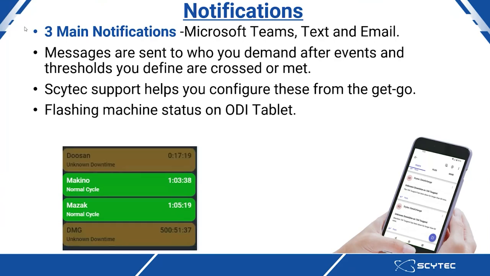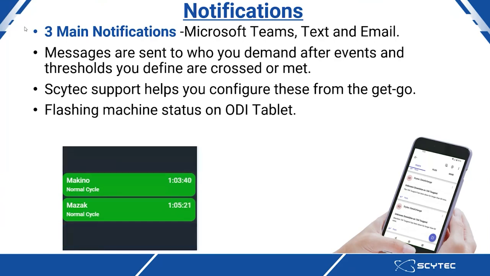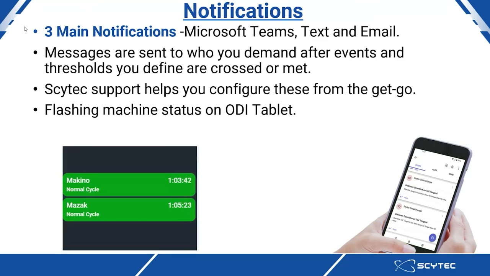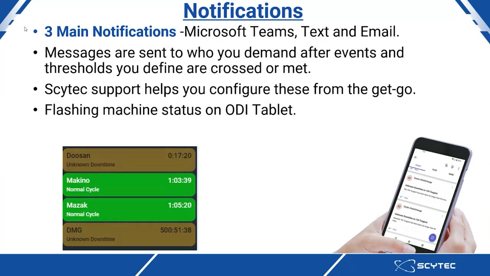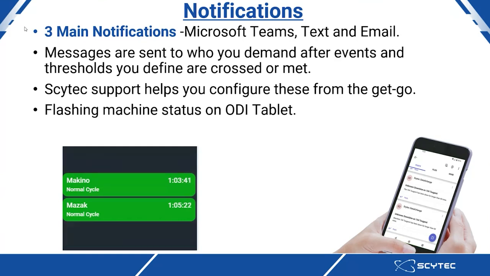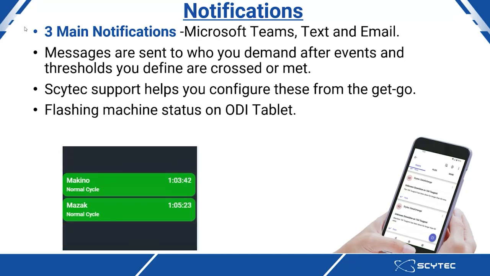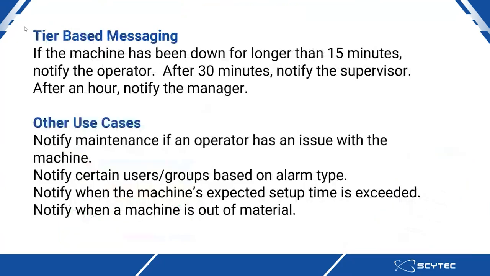If you look in this left-hand corner, you can see a flashing GIF of a Doosan machine as well as a DMG boring machine. So once a threshold that you have defined is met, say for the Doosan machine, that after 15 minutes of unknown downtime, you'll get a notification. You can also have your ODI tablet start flashing so that would catch an operator's eye, so they could see that they need to go out there and attend to whatever is going on with that Doosan machine after that 15 minutes of unknown downtime.